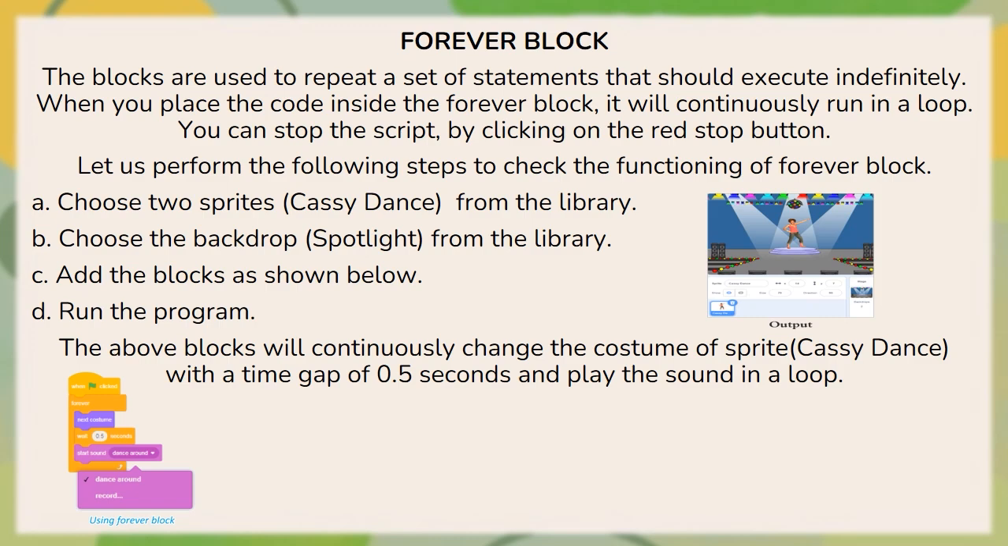A. Choose the sprite, Kasi Dance, from the library. B. Choose the backdrop, Spotlight, from the library. C. Add the blocks as shown below. D. Run the program. The above blocks will continuously change the costume of sprite, Kasi Dance, with a time gap of 0.5 seconds and play the sound in a loop.